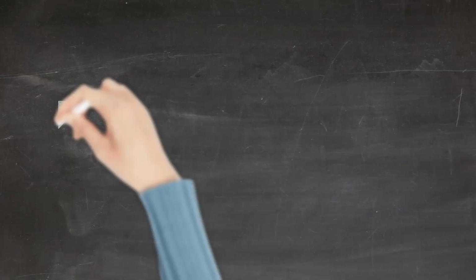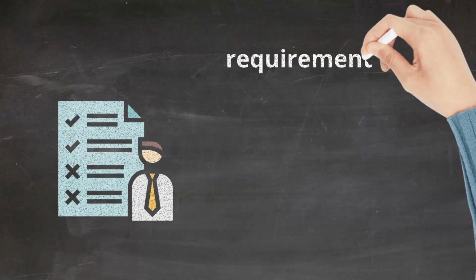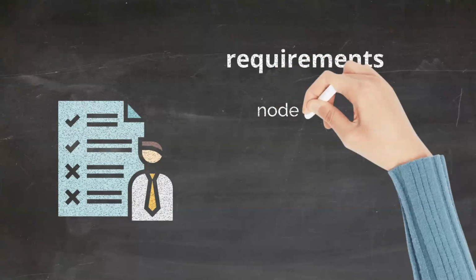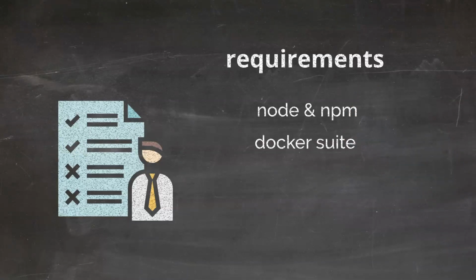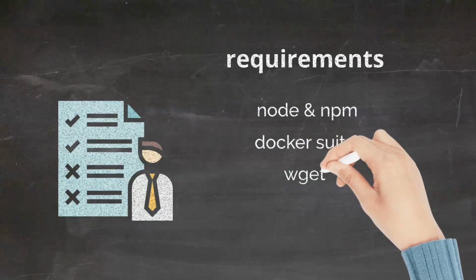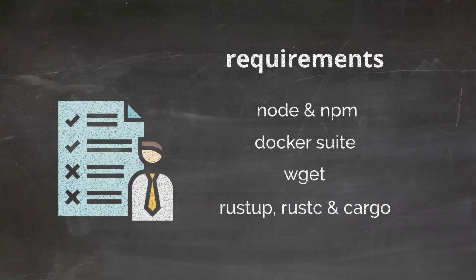And in order to make that happen, there are some requirements that this repository has. First of all, you need node and npm on the latest version, the Docker suite for your corresponding operational system, wget for downloads, and the whole Rust suite so you can build your project.